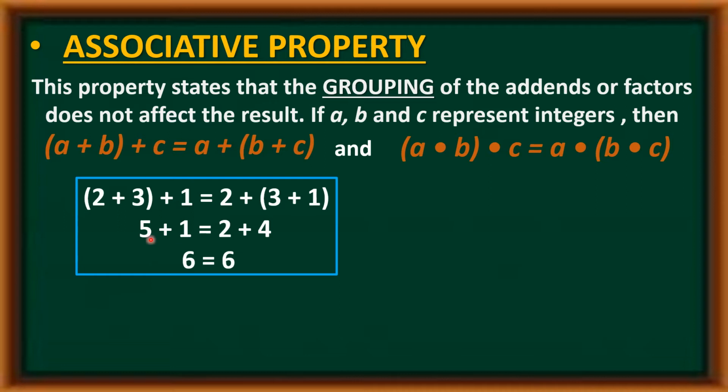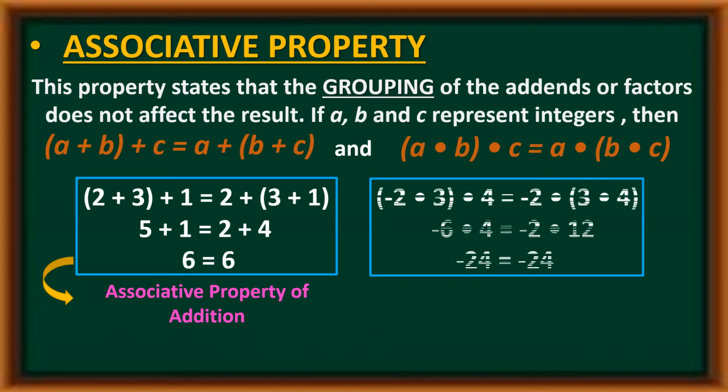Sa left side, we have 5 plus 1. The answer is 6. Then sa right side, we have 2 plus 4. The answer is also 6. So, hindi nagbago ng answer. So, that is associative property of addition. Let's move on with multiplication naman.